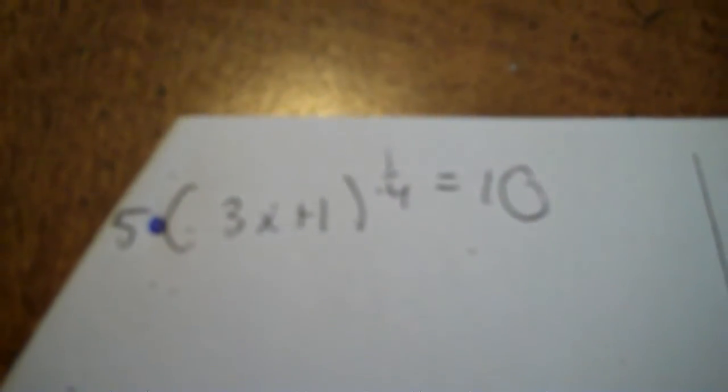Okay, next one. 5 times 3x to the 1/4 power equals 10. Okay. So we rewrite the equation. 5 times h to the 1/4 power equals 10. And then we put 3x plus 1 and 3x plus 1. Okay. Now you divide each side by 5. Okay. And h to the 1/4 power equals 2.